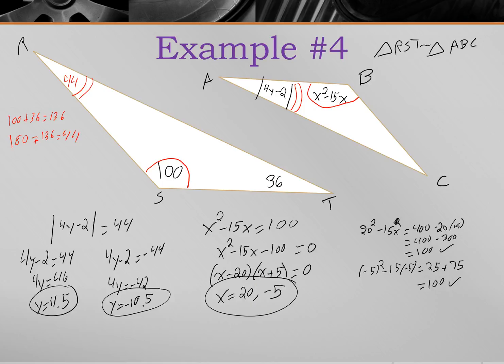And as always with quadratics, you must always check, because it's entirely possible you squared a negative number to come out the positive you needed, and you can't have a negative angle or a negative side. So by plugging in 20, we do get 100. Makes sense. Angle B should equal angle S. Plugging in negative 5 again, we also get 100. Again, makes sense. Angle B should equal angle S.